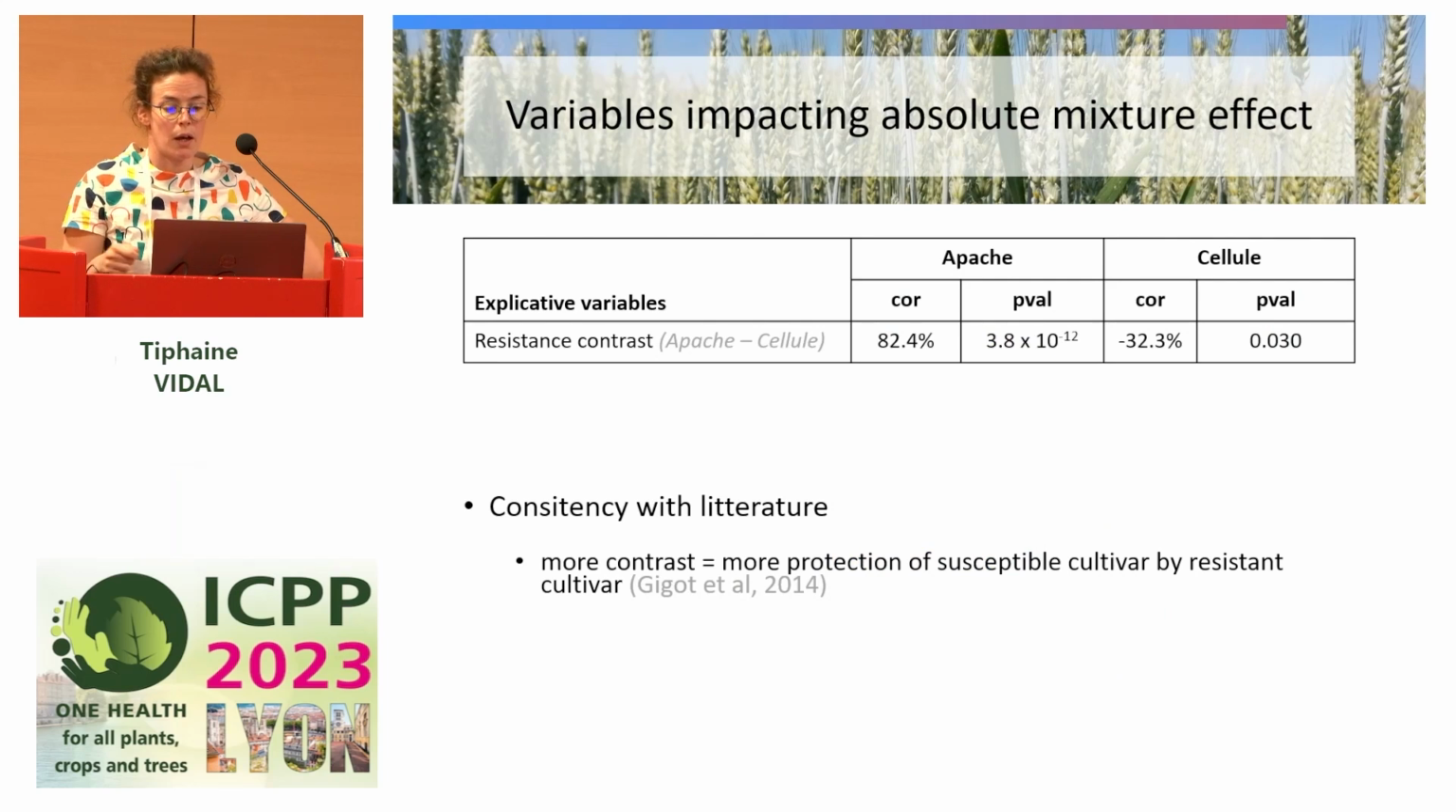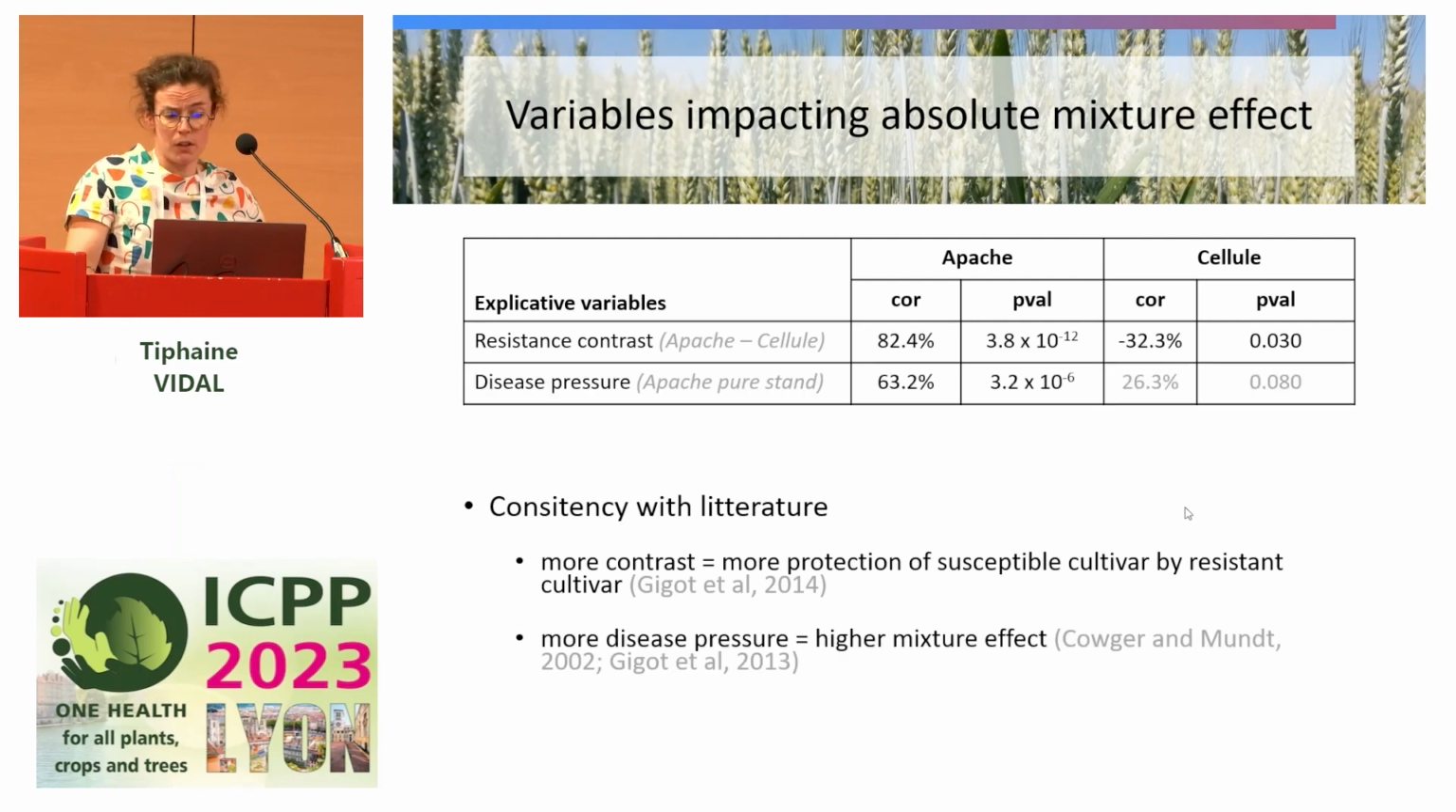So here I gave you the results for one factor that we studied, which was the resistance contrast, and we see that it impacted the mixture effect for both Apache and Cellule. So that is consistent with the literature, for example, with modeling studies suggesting that more contrast improves the protection of the susceptible cultivar. But we also studied other factors.